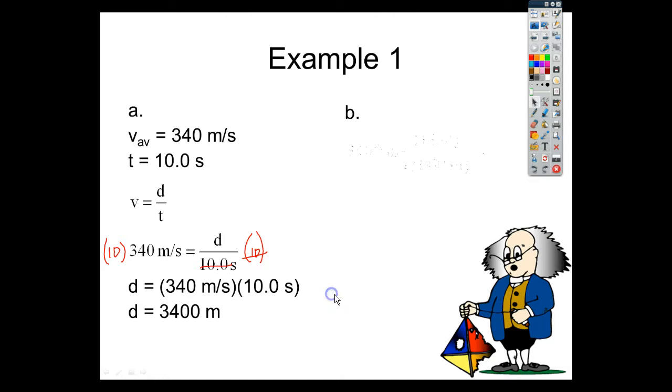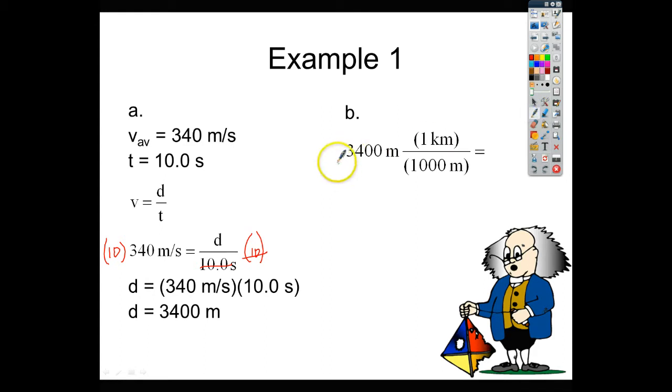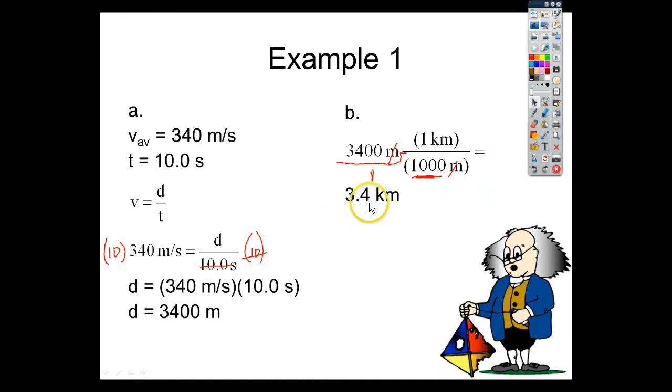For letter B, they want us to convert that to kilometers. So what I did was I set up dimensional analysis. Ideally, I should have the 3,400 on top of 1 here. But you'll notice that the meters cancel. There are 1,000 meters in a kilometer. That's on your equation sheet. And if I go ahead and do the math, you'll notice that my answer here is 3.4 kilometers. Another thing we can do is just move the decimal place back 3 places, because that's how many zeros there are for meters in a kilometer. And that is example number 1.